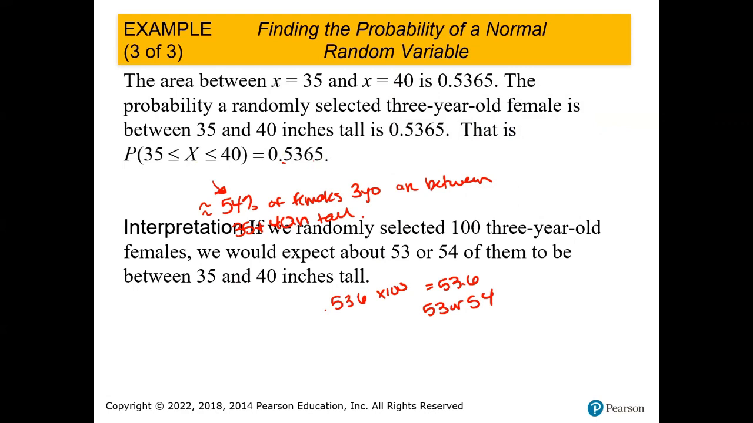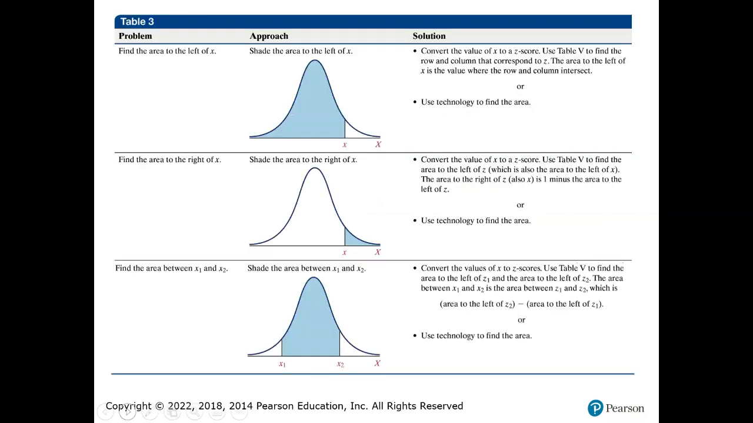We always know that in the real world, if I were to grab 100, it may not be exactly 53 or 54. Maybe it's 55, maybe it's 52. There is a chance for a little bit of leeway in the real world, but this is what we expect based on probability. Just remember, if we want to find a left area, we're going to use the less than symbol, and it will be shaded to the left. The area to the right is a greater than symbol. And then for area between, we're going to click that between button, and then we have two values we have to type in.